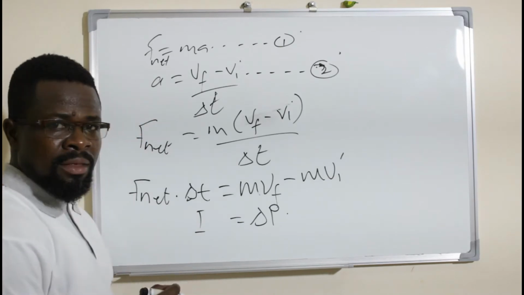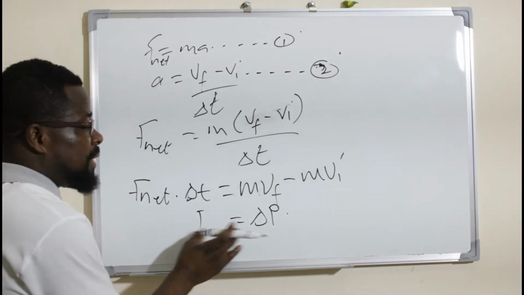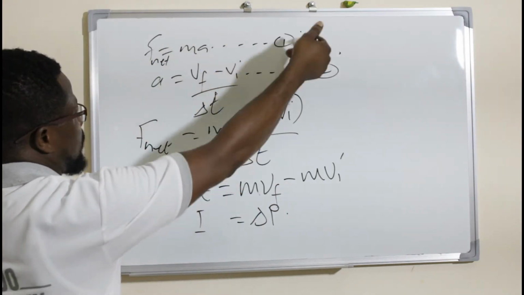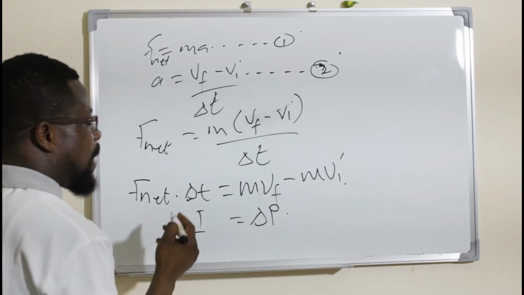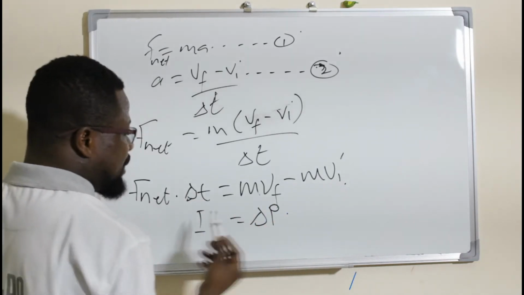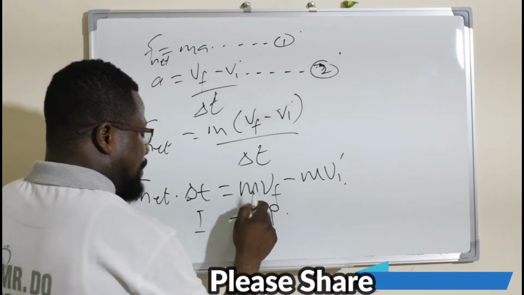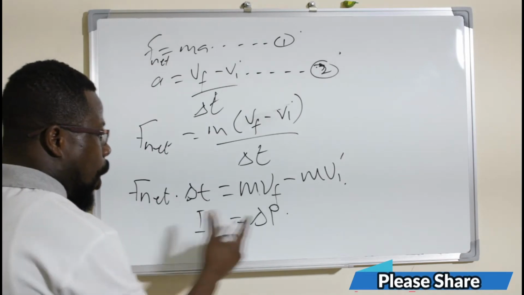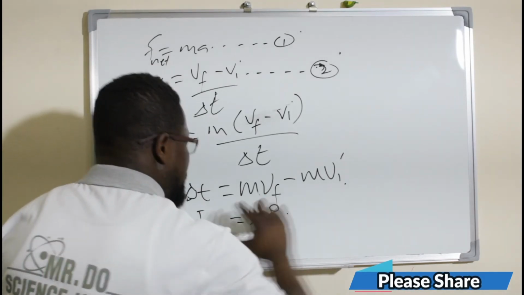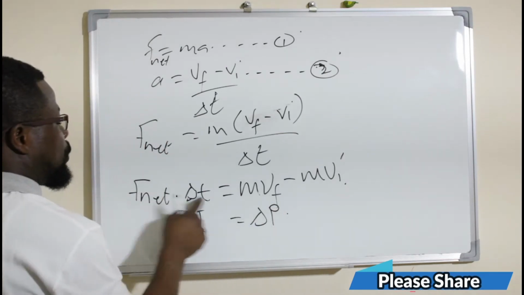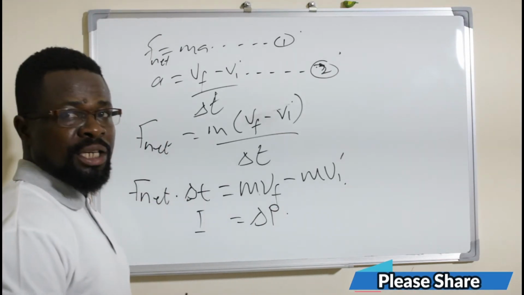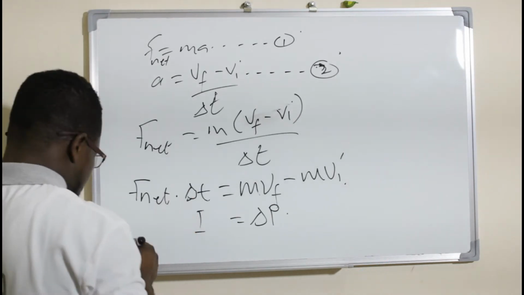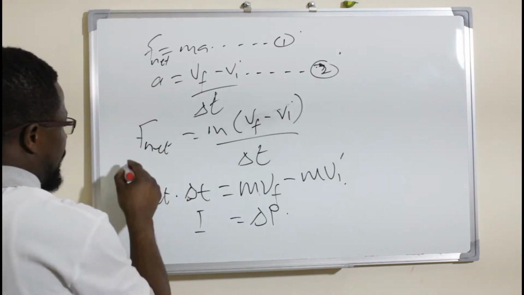It is the impulse. That is why we said impulse is simply the change in momentum. This is where we got that definition from. That's the reason why we are saying that change in momentum can be the mass multiplied by the change in velocity. Or we can say that the impulse, the change in momentum, is also equal to F net multiplied by the change in time, which is the same as the impulse.